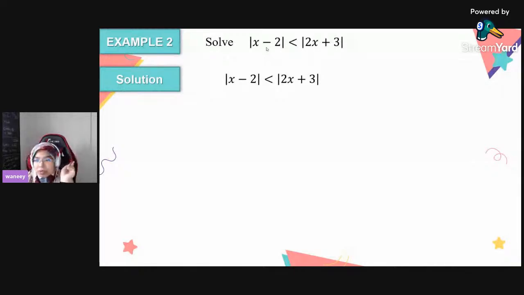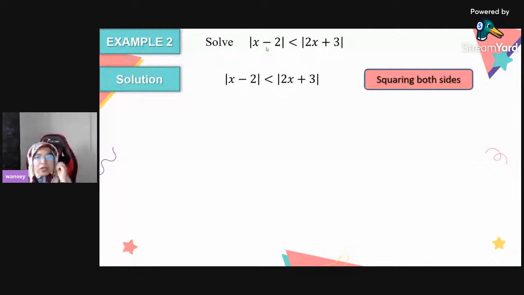So if we have two absolute values, we should square both sides. Okay, so square both sides, you will have (x minus 2) squared less than (2x plus 3) squared. And then expand them very carefully. And then you should see what kind of inequality is this. Try to solve them. Okay, so now I'll give you around 3 minutes for you to try this question.